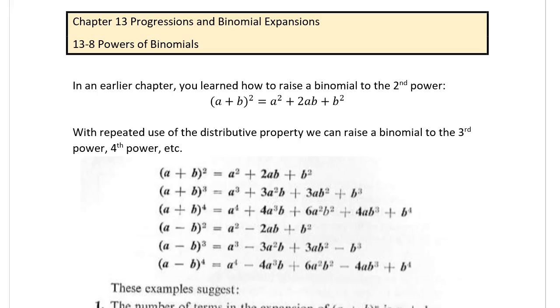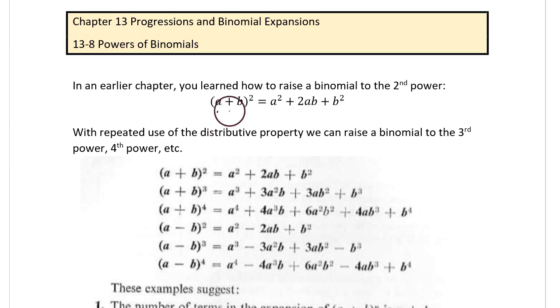This video is for section 13-8, Powers of Binomials. In an earlier chapter, we would raise a binomial to the second power. For example, a plus b, and then squared. To do that, you do FOIL, and you'd end up getting a squared plus 2ab plus b squared.